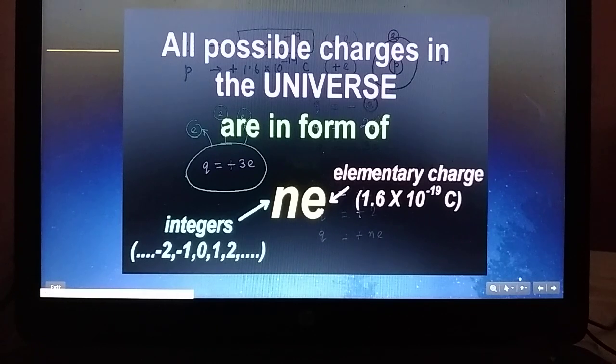So all possible charges in the universe are in the form of n times e, where e is the elementary charge, which is 1.6 times 10 to the power minus 19 coulomb. In short, we cannot break this elementary charge further. We cannot get a value of a charge which is 0.8 times 10 to the power minus 19 coulomb.